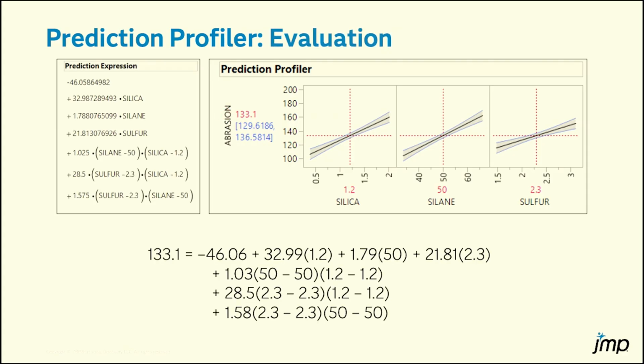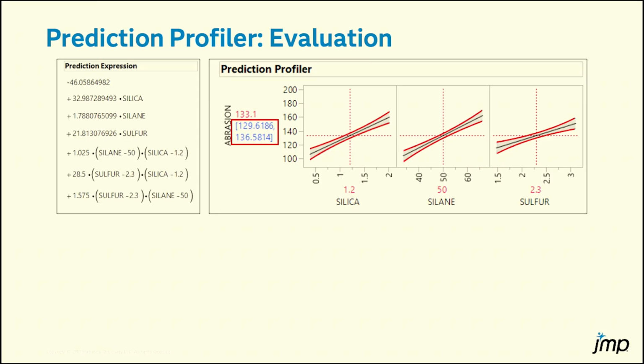So here's how we're getting that. Here was that equation. So that 133.1 is coming from the pieces of this equation where we plug in the values that we're putting in that factor setting. So that's what we're seeing here. There is also an interval shown on the plot. That's a confidence interval for the mean. So that tells us that at this particular factor setting, we expect abrasion to be 133.1 with a 95% confidence interval of 129 to 136.